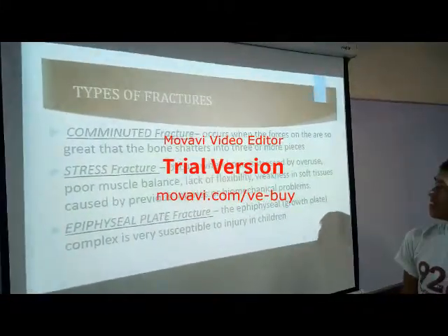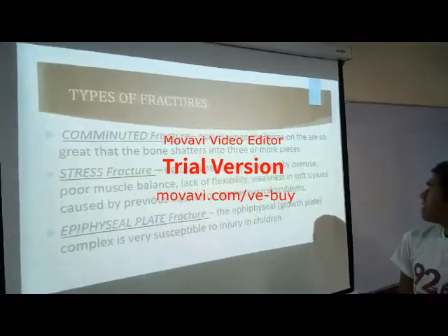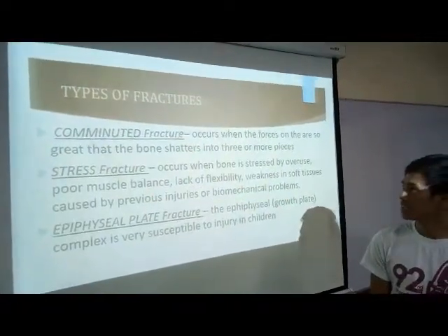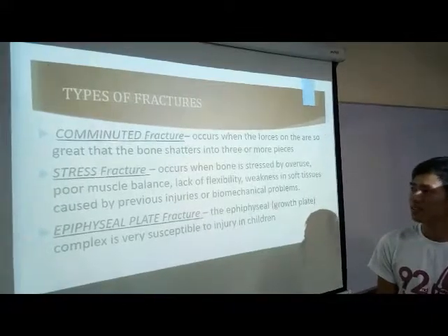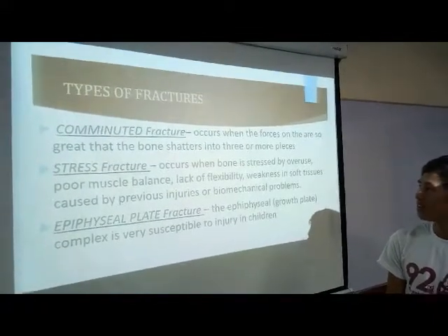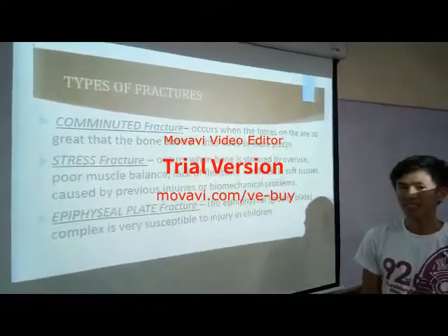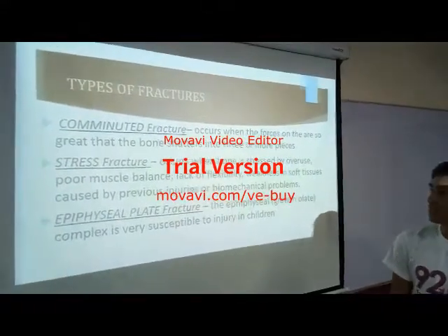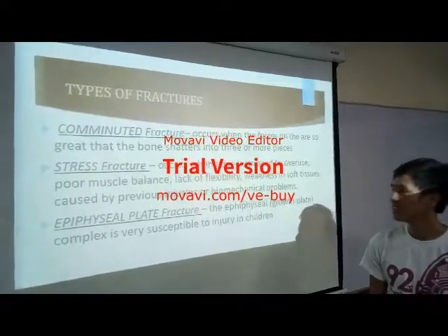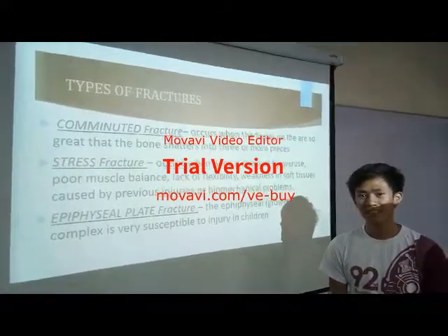Comminuted fracture occurs when the forces on the area are so great that the bone shatters into three or more pieces. Stress fracture occurs when bone is stressed by overuse, poor muscle balance, lack of flexibility, weakness in soft tissues caused by previous injuries, or biomechanical factors.